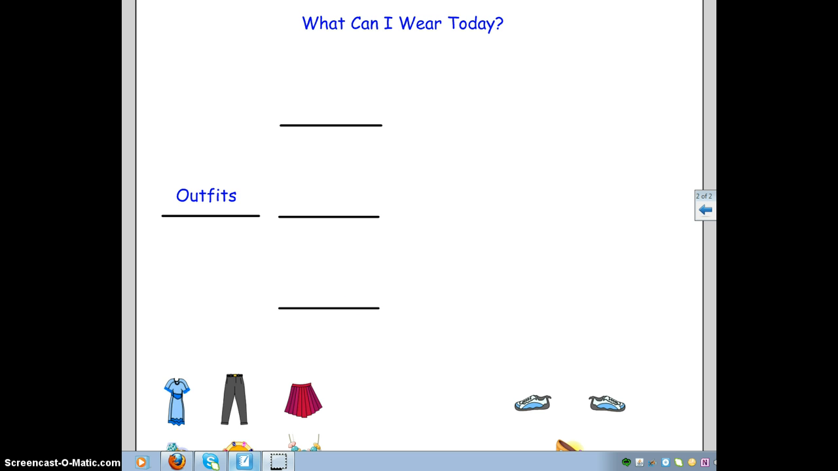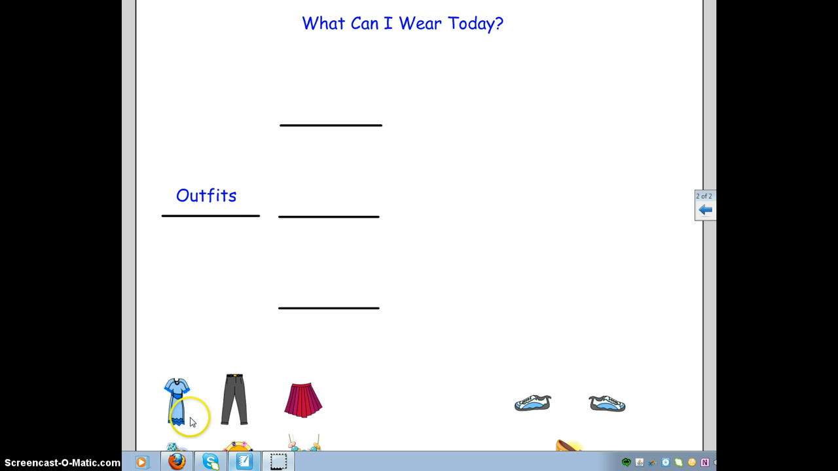So you'll notice I'm just going to call attention to the title of my tree diagram, and it's called What Can I Wear Today? So that kind of gives you a pretty good idea of the combinations that I may be finding. So the title, or what I'm trying to find, are the different outfits that I'm going to wear.